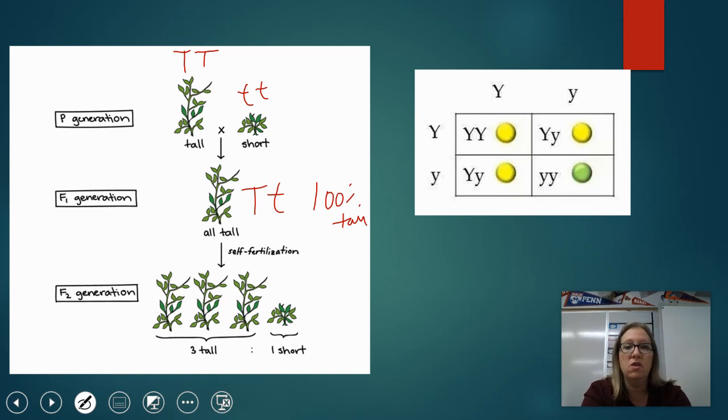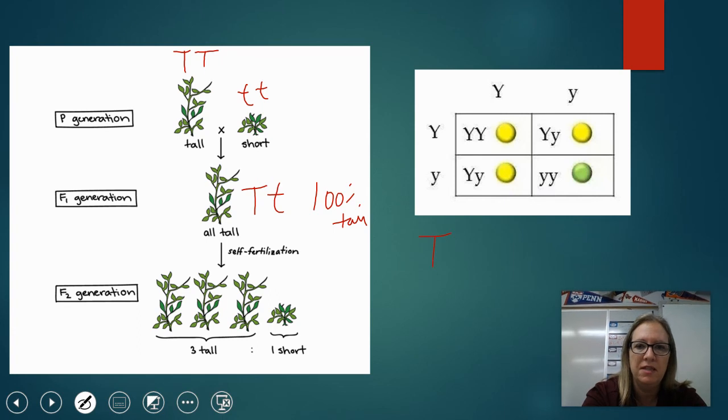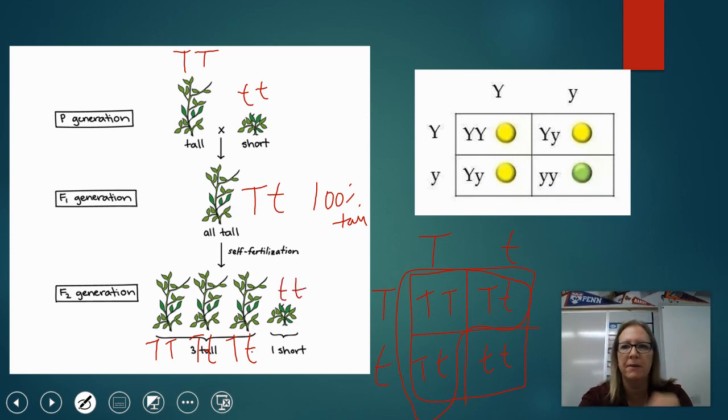But now if we cross those, that's like the last one I just did. If I do a big T, little t, big T, little t, there's my Punnett square. Big T, big T, big T, little t, big T, little t, little t, little t, okay? So 3 tall. One of them would be purebred. 2 of them, 50% of them would be hybrids. And then just 1 of the 4, 25%, would be this recessive lowercase t's, okay?